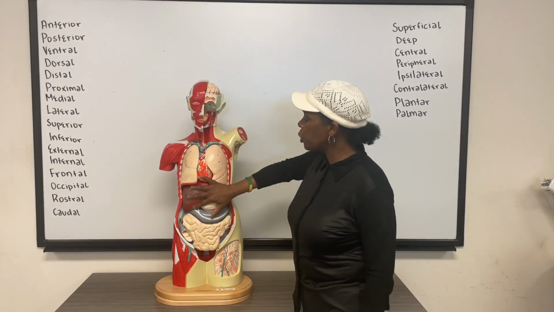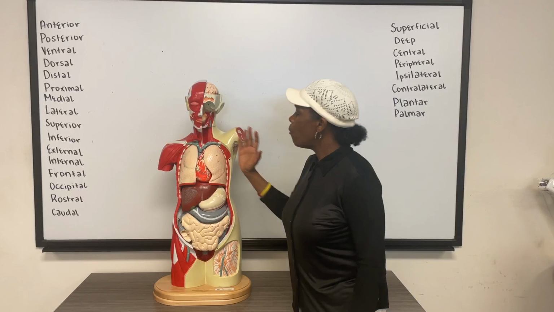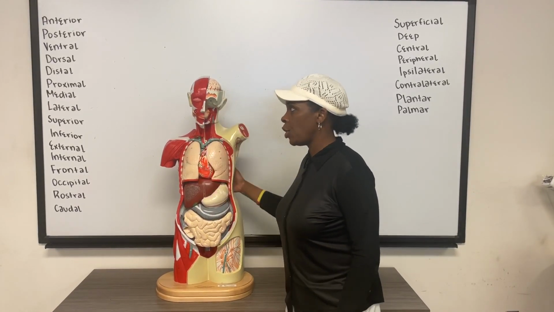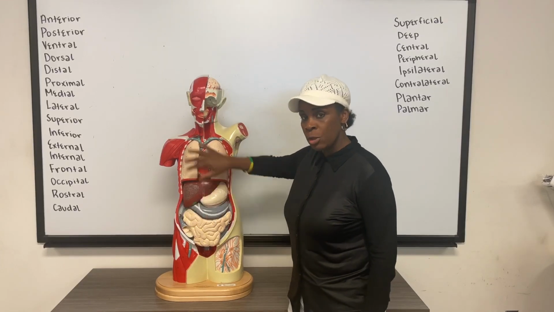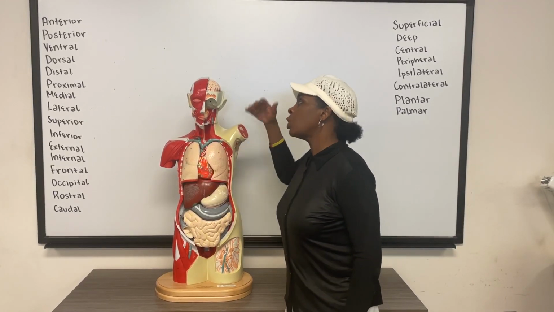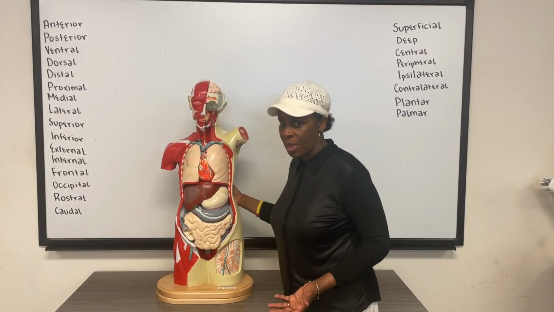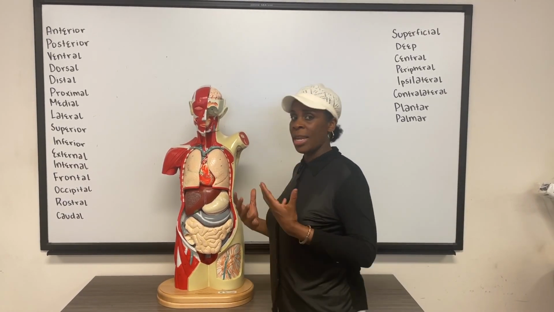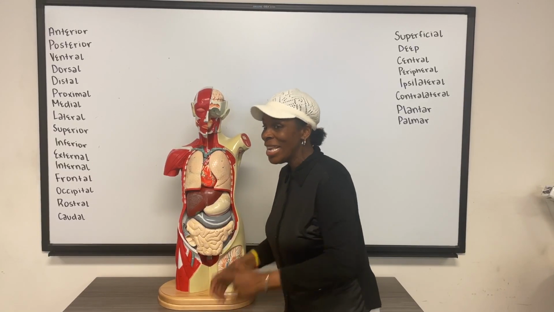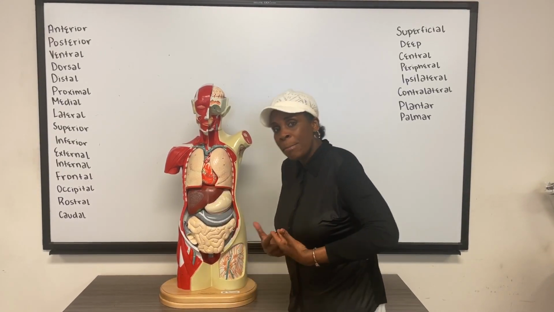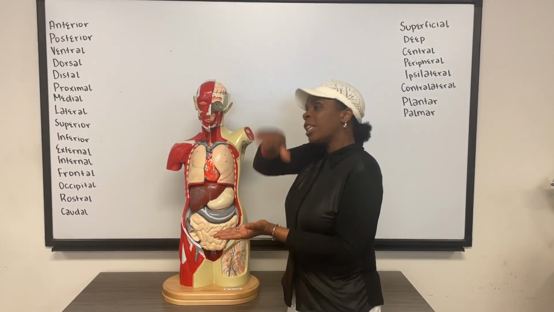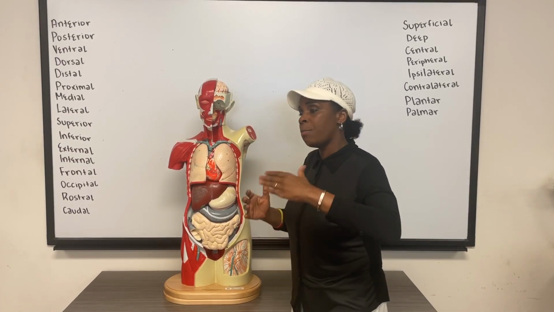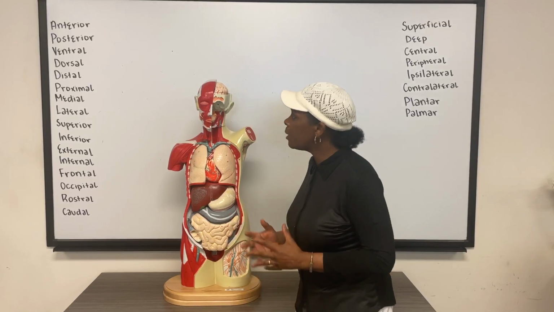Then we have ventral and dorsal. Now, for us as humans, we're standing, so anterior and ventral mean the front, and posterior and dorsal mean the back. They mean the same thing. But if it's a four-legged animal, not standing like this, then the ventral will be the bottom part of them, and the dorsal will be the top. But still, the anterior will be the front, and the posterior will be the back. It'll be a different term.